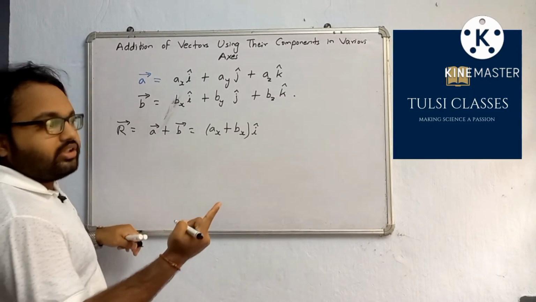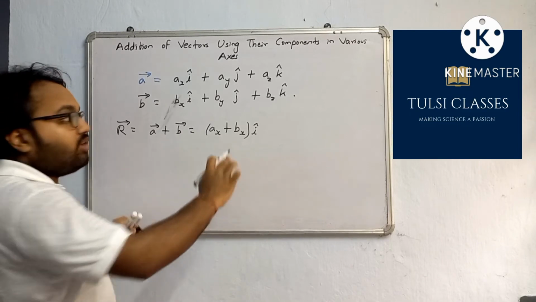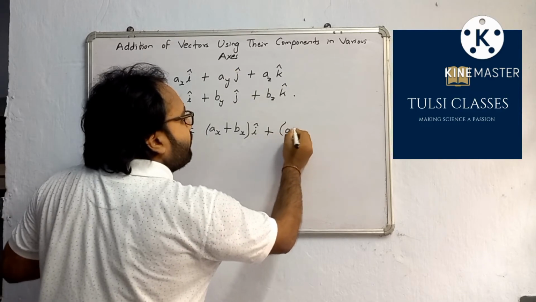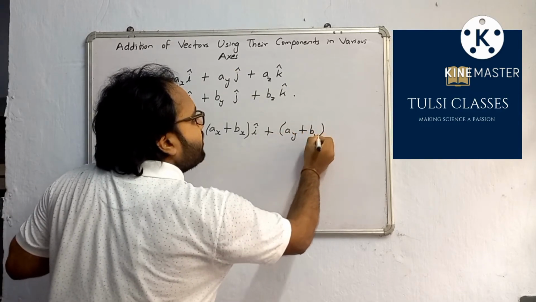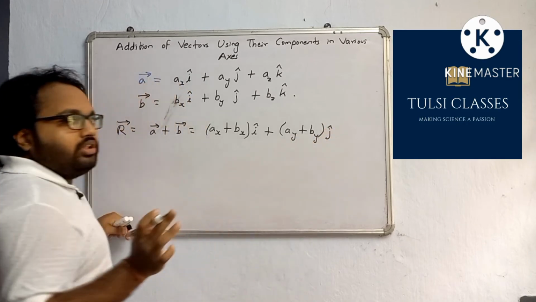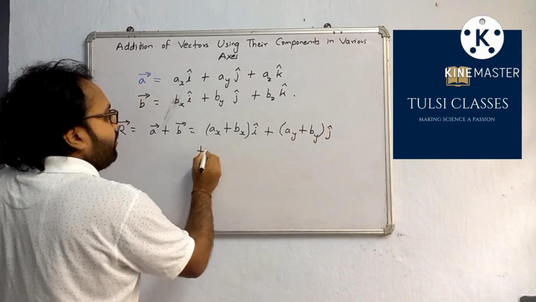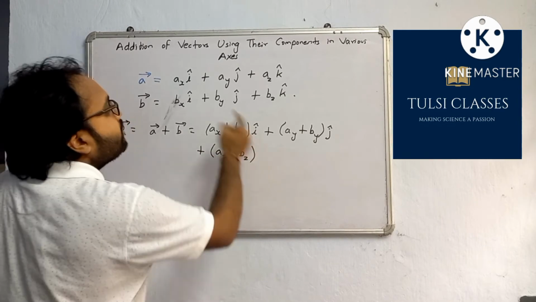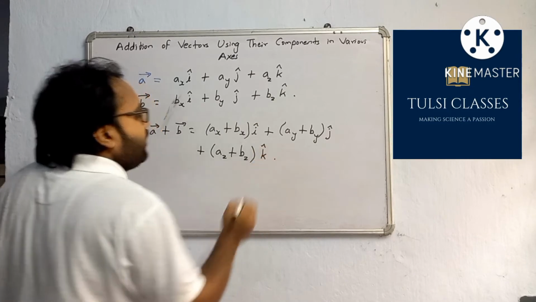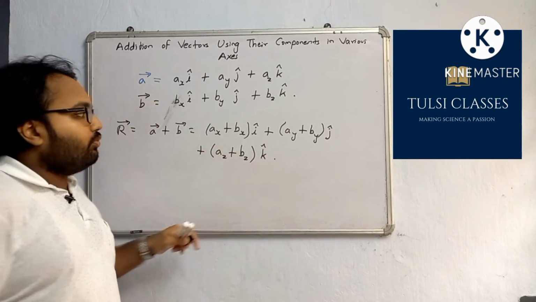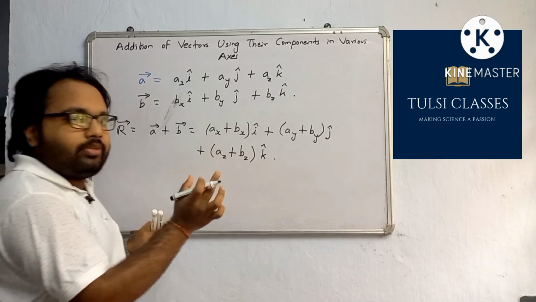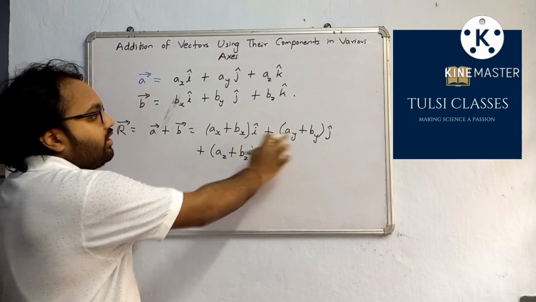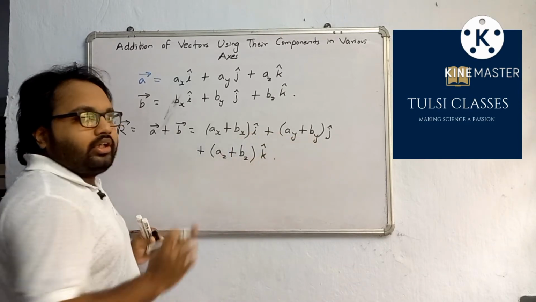Suppose this is the R vector, the resultant vector. Its magnitude along the positive x axis will be AX plus BX. Now the resultant vector's magnitude along the positive y axis, that is j cap, we will add these two, AY plus BY j cap, and then we will add AZ plus BZ, which will be k cap. In this way we can add two vectors using their components. AX, BX are magnitudes, AY, BY are magnitudes, AZ, BZ are magnitudes, and their respective directions are i cap, j cap and k cap.